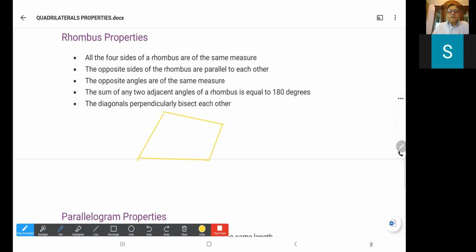I'll just do a rough sketch on the side. So why do you say it is not good? Because the opposite sides are not parallel. You wanted to make them. Is it okay? So all 4 sides of a rhombus are of the same measure. It is kind of a square, but not at right angles.